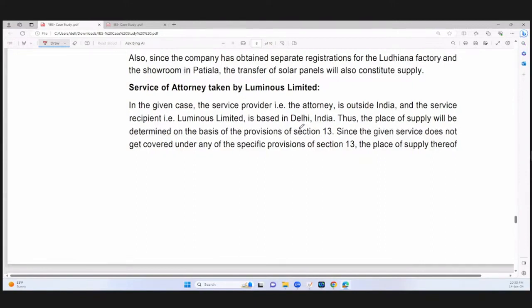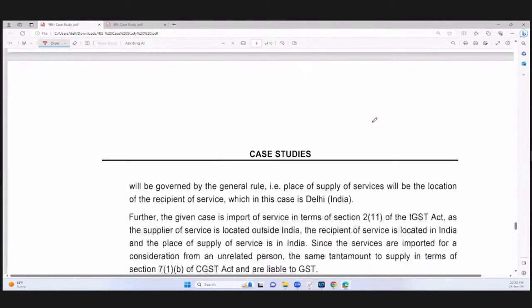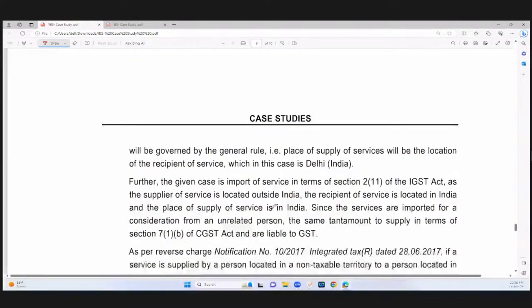So since the given service does not get covered under any of the specific provisions of section 13, the place of supply will be governed by the general rule. That is, place of supply of service will be location of the recipient of the service. This is the general rule, which in this case is Delhi.